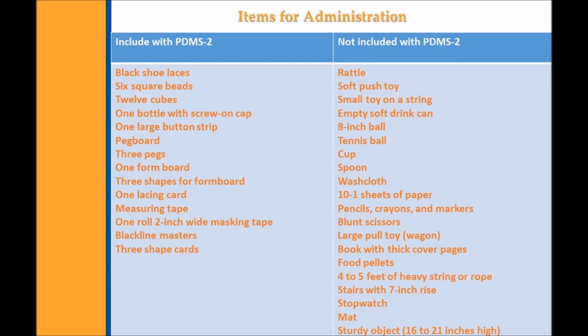Listed on the screen here are the items included with the Peabody and items that need to be obtained prior to administering the Peabody. Also included with the Peabody that is not listed on the screen are Guide to Item Administration, Examiner's Manual, Motor Activities Program, and scoring sheets.